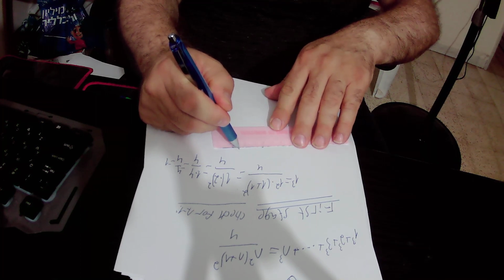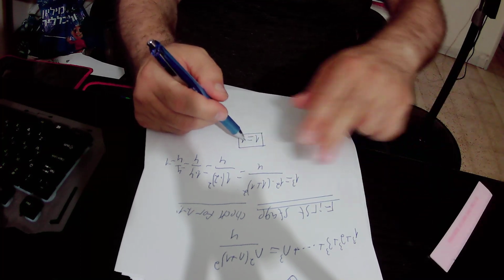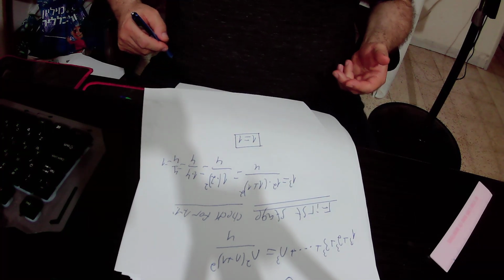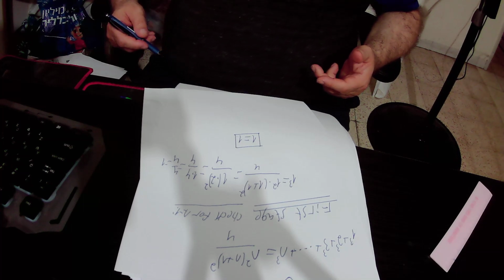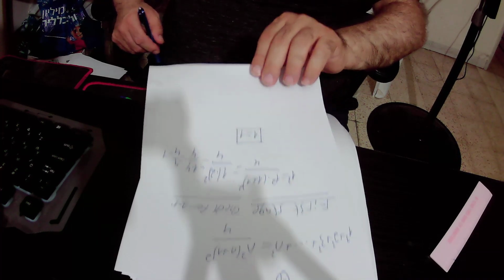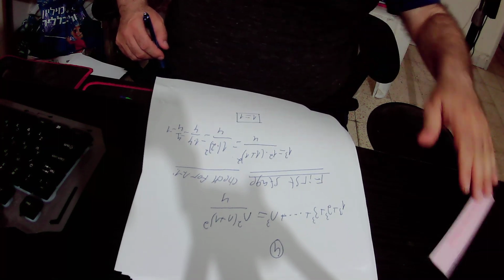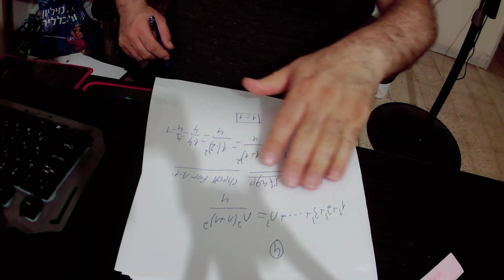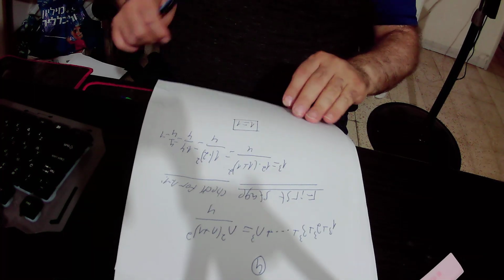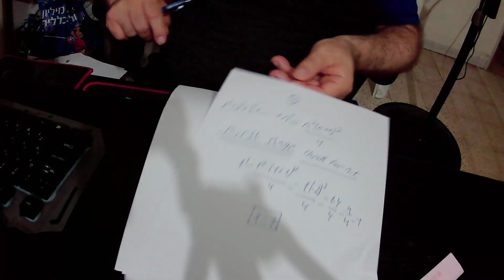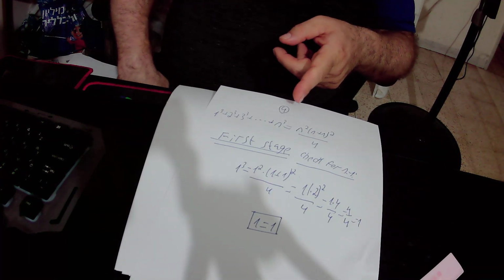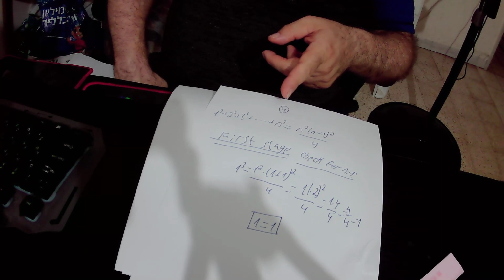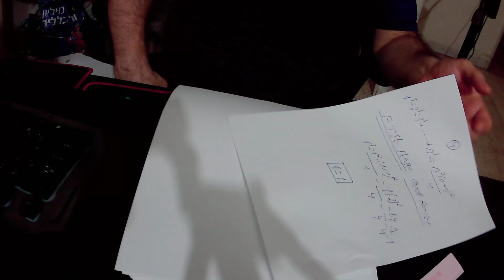That is to say, we verified that the statement is true. This statement is true for n equals 1. So therefore we can proceed to the second stage. That is to say, we will assume that this statement is true for n, and then we will prove that the statement is true also for n plus 1. Okay?